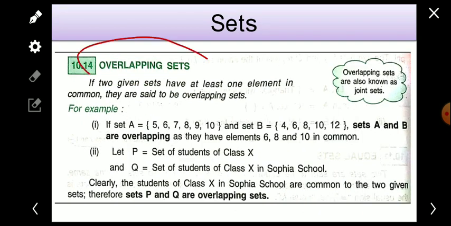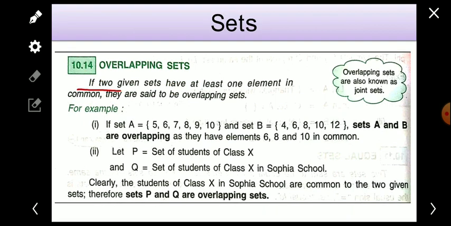Now overlapping sets. What are overlapping sets? If two given sets have at least one element in common, then they are said to be overlapping sets. Suppose set A is the set of 5, 6, 7, 8, 9, 10, and set B is the set of 4, 6, 8, 10, 12. So here we have seen that set A and set B are overlapping. Why?